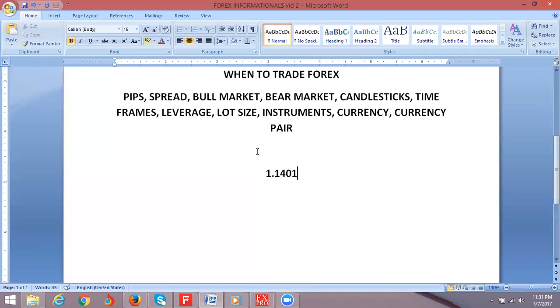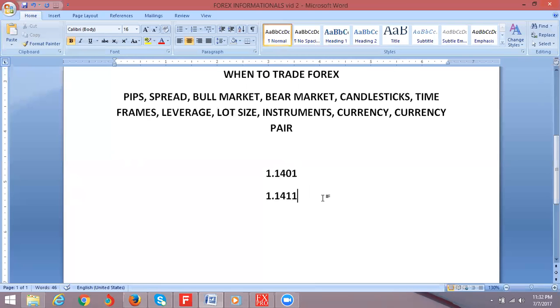Yes, so now you have Euro USD at 1.1401. If it goes up about 10 pips, the last two digits will change. It will move 0.1, 0.2, 0.3, 0.4, 0.5, 0.6, 0.7, 0.8, 0.9, then 1.0, then 1.1. So if it moves up 10 pips, it becomes 1.1411.